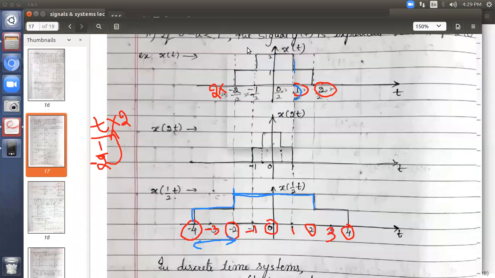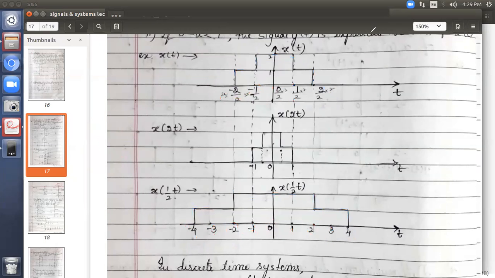Now, between 1 to 2, there is one more down step falling from 1 to 0. Now, new range is 2 to 4. Hence, this falling from 1 to 0. I hope you understood this. With this, we got expanded version of x of t.